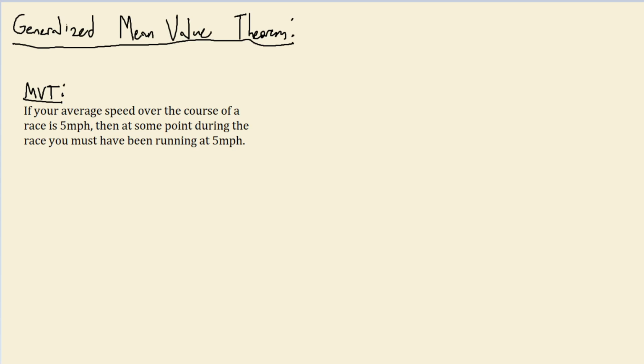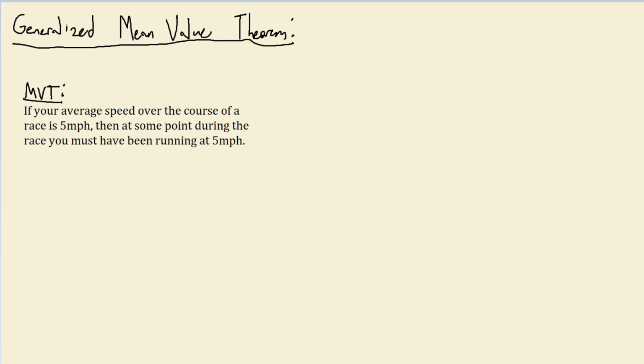In order to talk about a not so trivial application of mean value theorem that is definitely applicable to single variable calculus, we're going to have to introduce this concept of the generalized mean value theorem. In order to do that, I want to remind us of what the mean value theorem tells us with a real world example. So MVT would tell us that if your average speed over the course of an entire race was 5 miles per hour, then at some point during that race, you must have been running at 5 miles per hour. And it makes pretty good intuitive sense. We proved it in the last video.